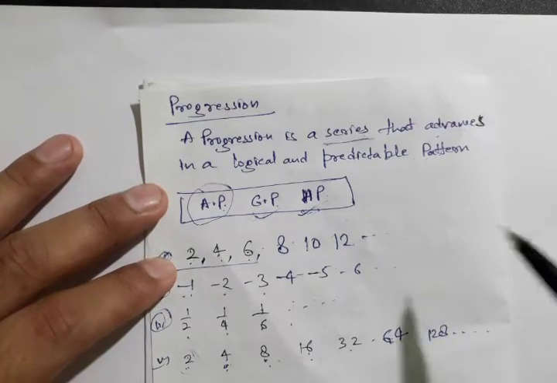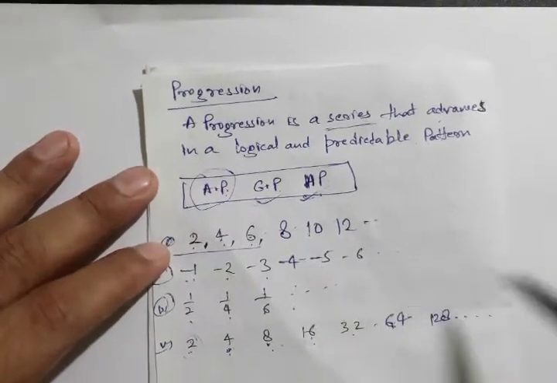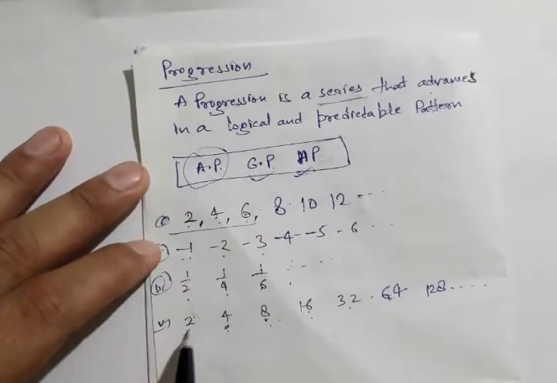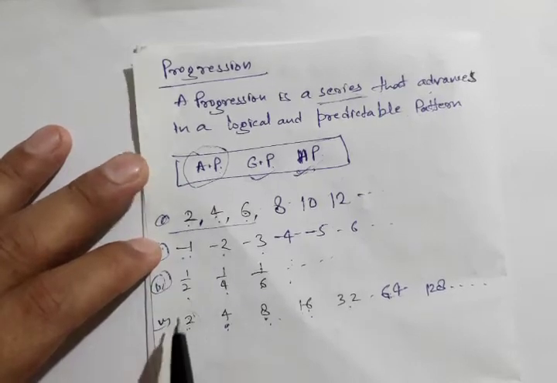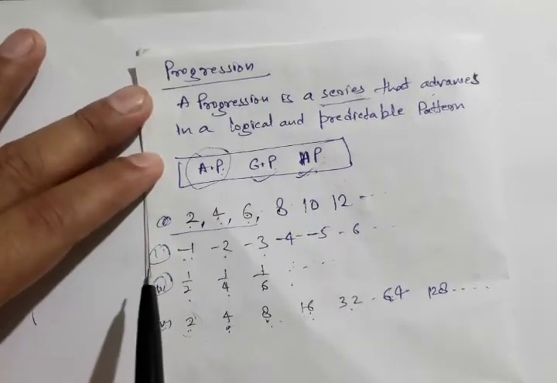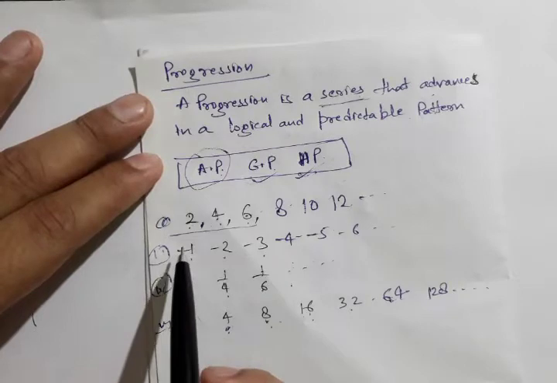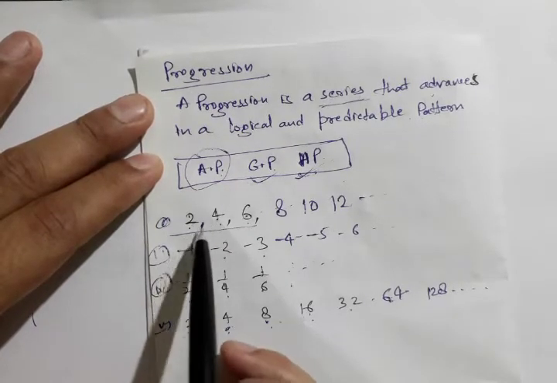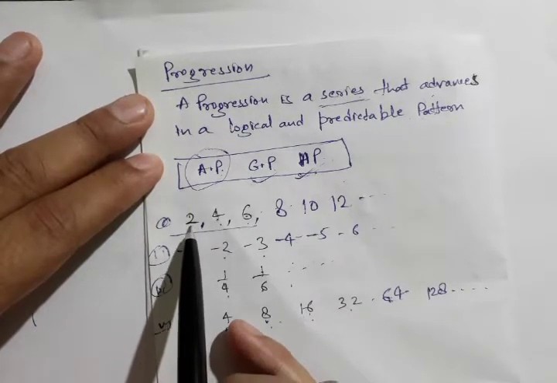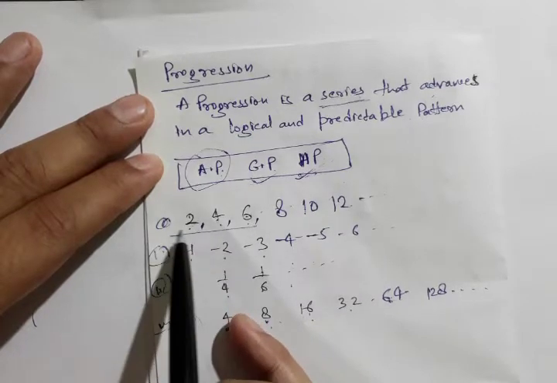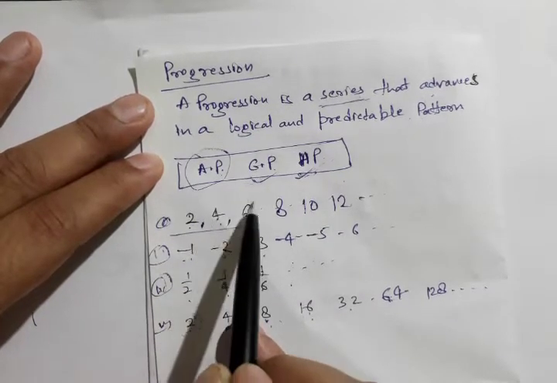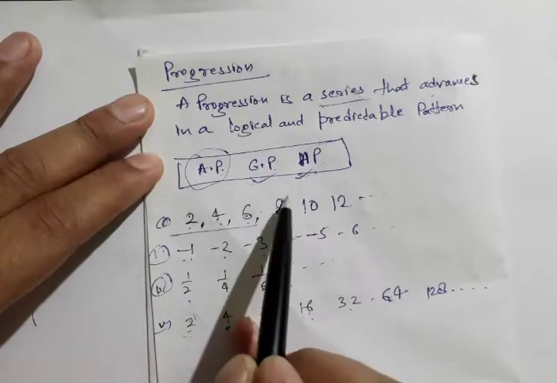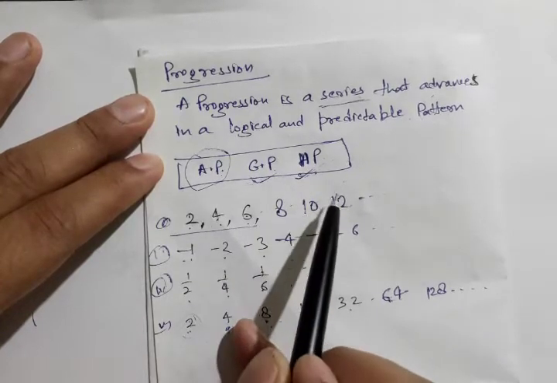Let us try to understand this with the help of examples. We have four series given here, and we will find whether these are progressions or not. Our first series is 2, 4, 6. The first term of the series is 2, the second term is 4, then 6, then 8, 10, and then 12.